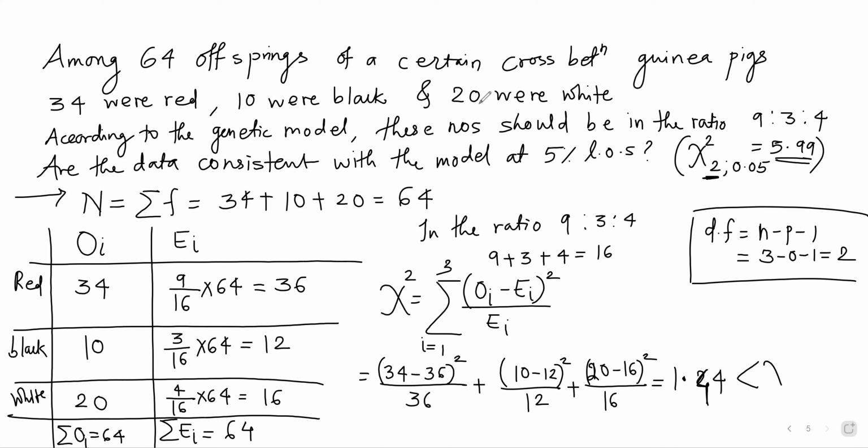Now you can see that the tabular value is 5.99, no? So the calculated one is less than the chi-square value at degree of freedom 2 with 5% level of significance. So the calculated one is less than the tabular value. So here we accept H0, correct? We accept the hypothesis. So that means the data is consistent with this model. And what is that model? It is that the offspring are in the ratio 9:3:4, correct?